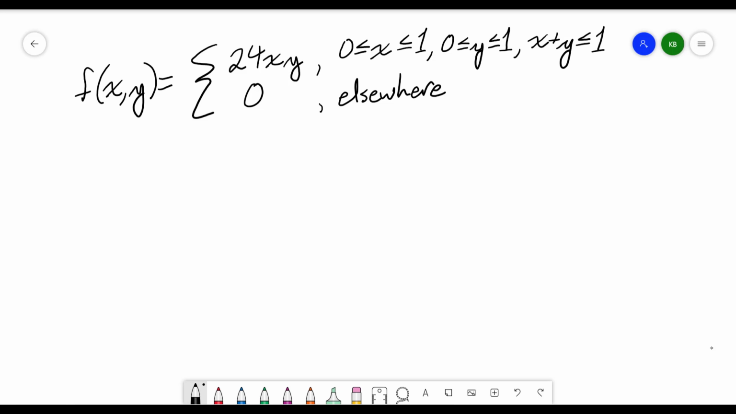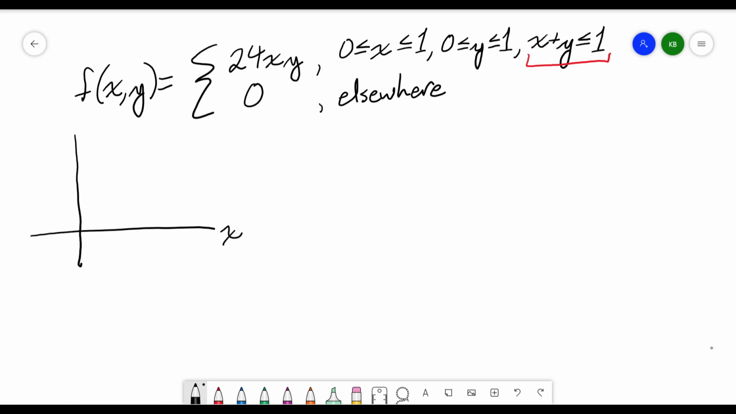This one's going to equal 24xy when 0 is less than or equal to x is less than or equal to 1, 0 is less than or equal to y is less than or equal to 1, and x plus y is less than or equal to 1. Whenever you have a bound that's given to you and it has an equation in it, it's a very good idea to draw the plot to see what this region looks like.